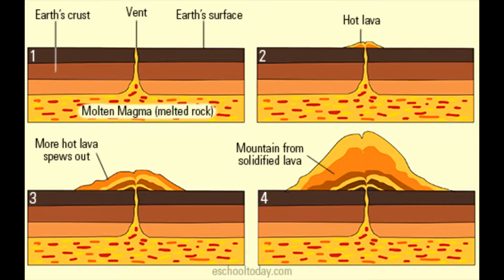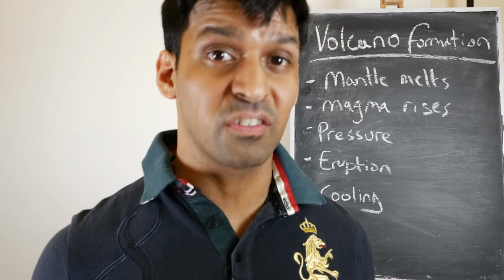And as it rises up, the pressure builds up, and it looks for a weakness in the Earth's crust. And when it does so, it bursts through the weakness, and this is called an eruption. And then eventually the erupted lava cools down, forming basically rock. Okay? And over time, this rock builds up, and where the lava is coming out of, you call that the vent. And that's basically how volcanoes form.